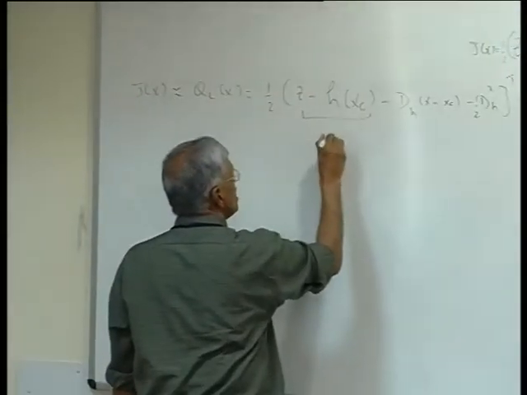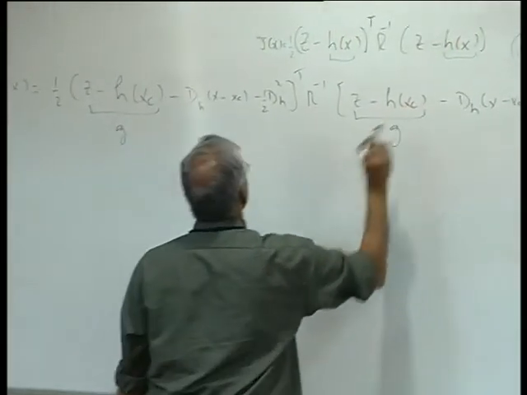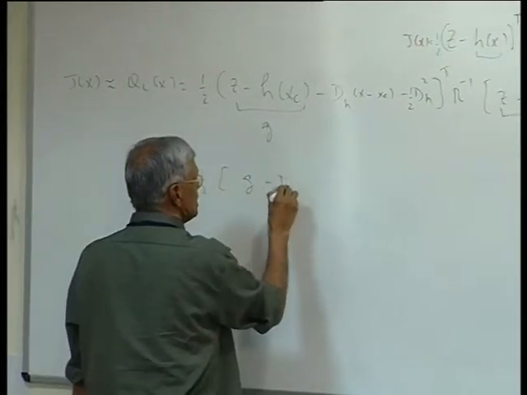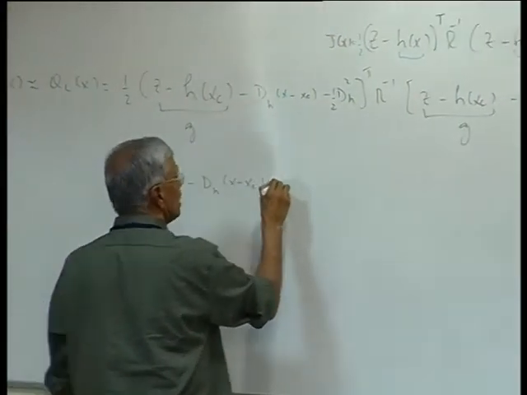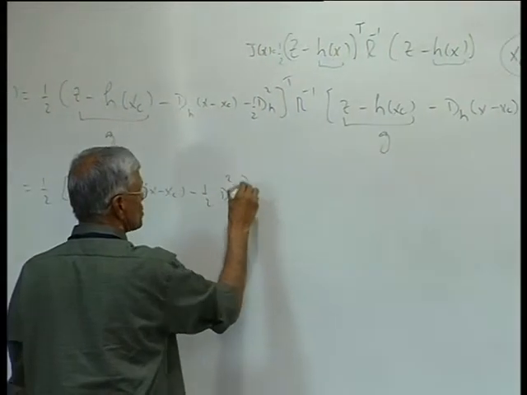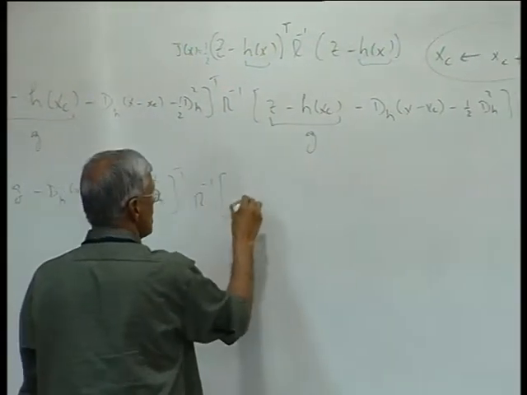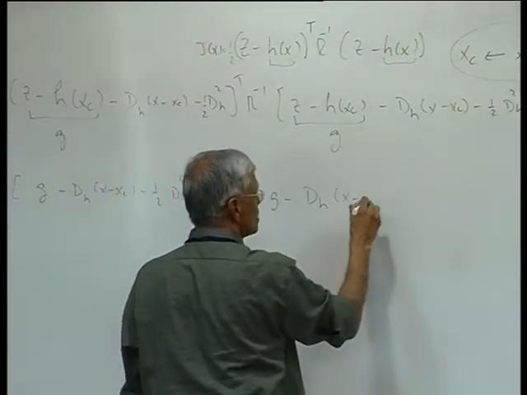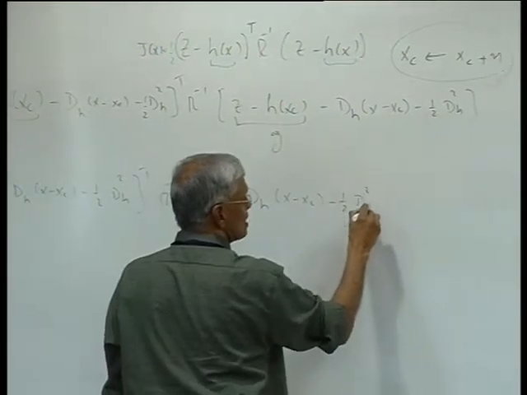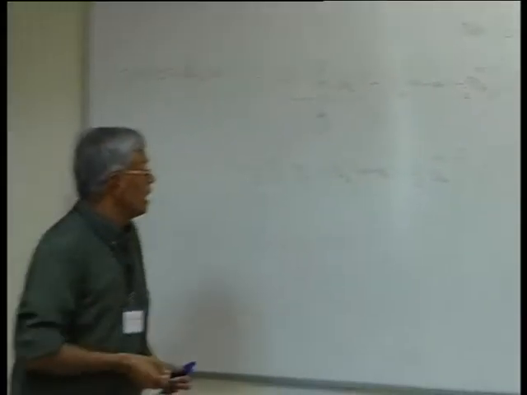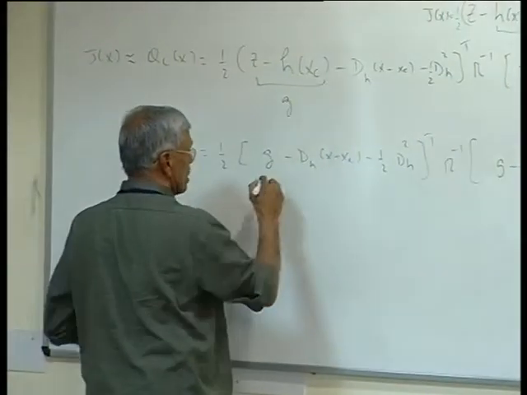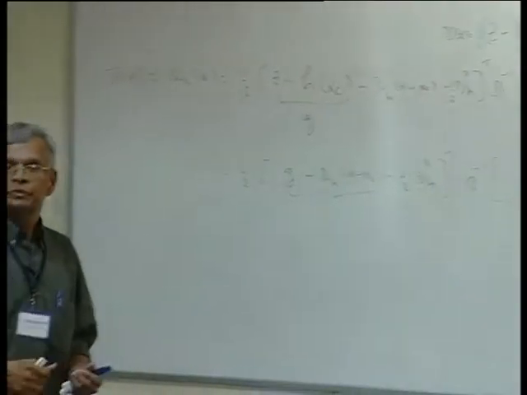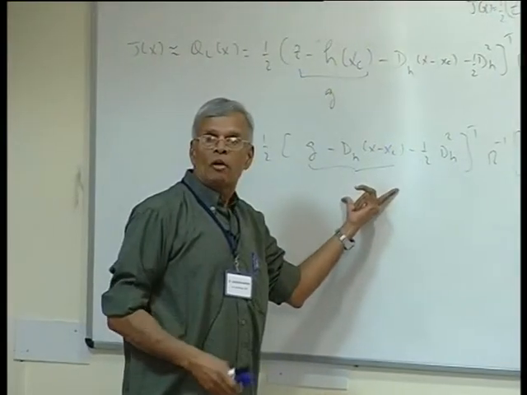Okay, I call this G. So let me write that down once more. This is G minus DH (X minus XC) minus 1 half of D square H, transpose, R inverse, Z G minus DH (X minus XC) minus 1 half of D square H. Originally I had only two terms. Now I have an extra term. This is a second order polynomial in x minus xc.